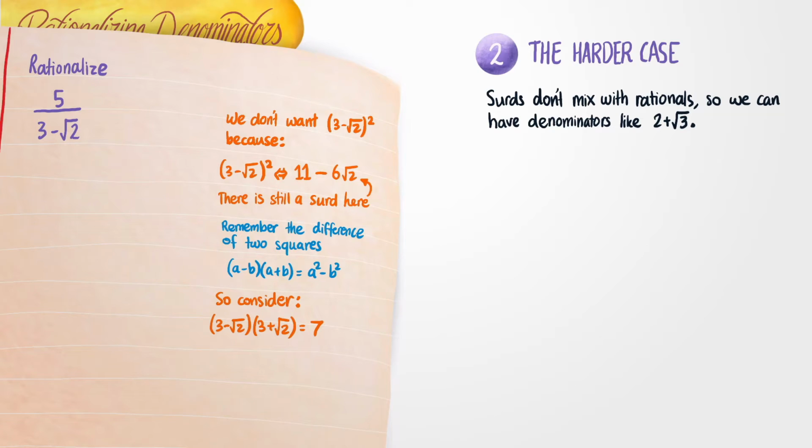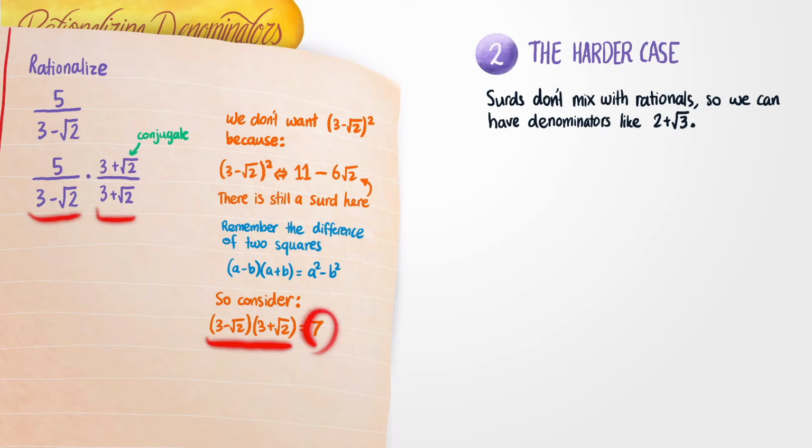Rather than multiplying by 3 minus the square root of 2, all over 3 minus the square root of 2, instead we'll multiply by 3 plus the square root of 2, over 3 plus the square root of 2. If you're interested in the terminology, we would say that 3 plus the square root of 2 is called the conjugate of 3 minus the square root of 2. Now, of course, the main reason we did this is because we have 3 minus the square root of 2 times 3 plus the square root of 2. And as we already know, that is the exact same thing as the number 7. So we might as well go ahead and replace it.